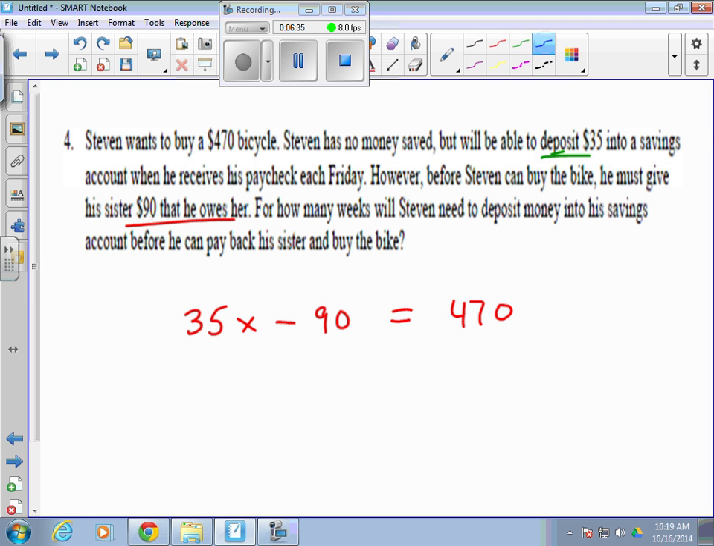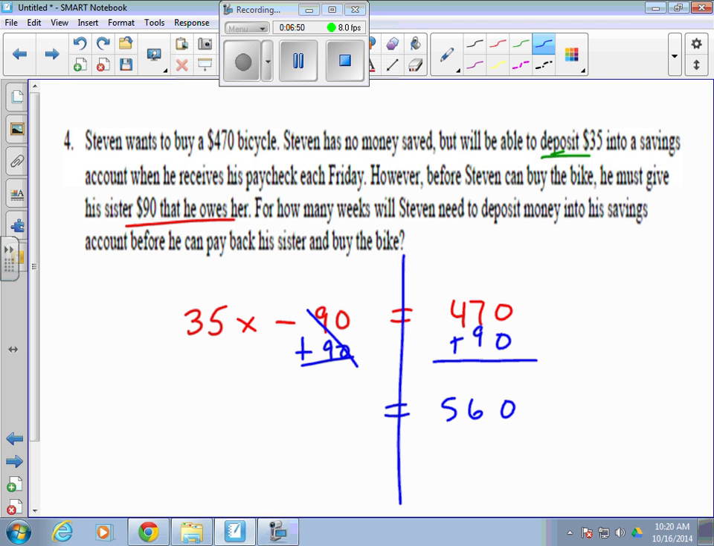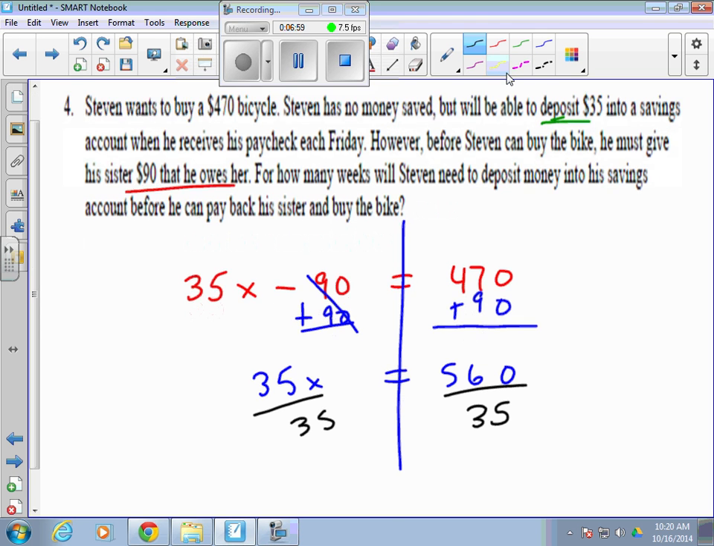Undo the amount he owes. Again, it's just a regular equation with some big numbers is all it is. Undo minus 90 by adding it to both sides. So what it's saying is that instead of having to save $470, now he has to save $560. So $560 is equal to 35 times x, and divide by 35 on both sides. When you divide by 35 on both sides, x is equal to 16 weeks.